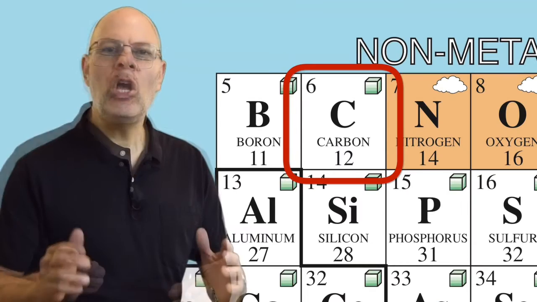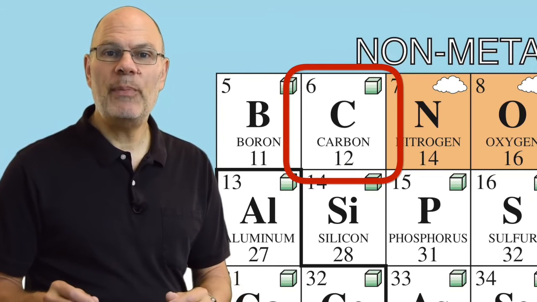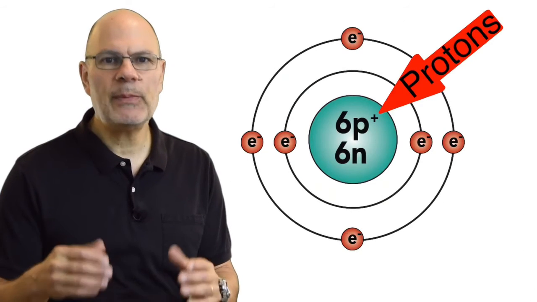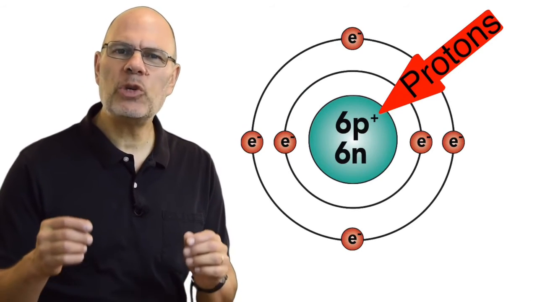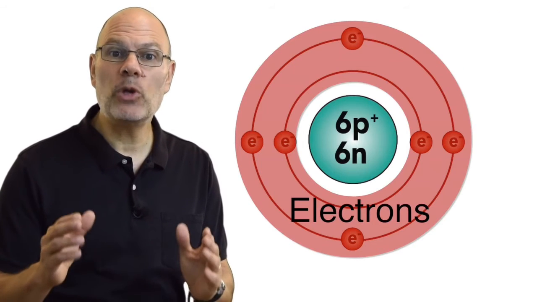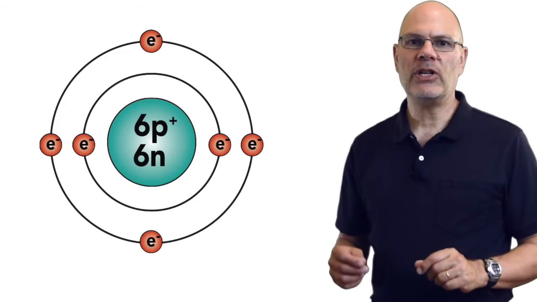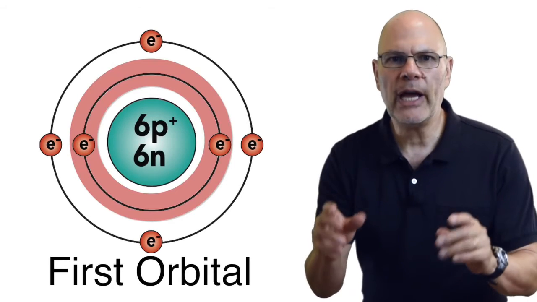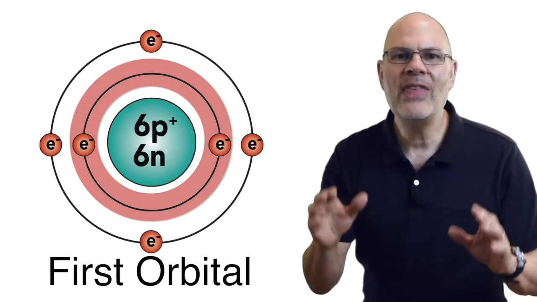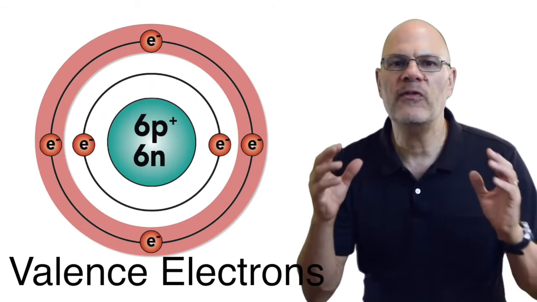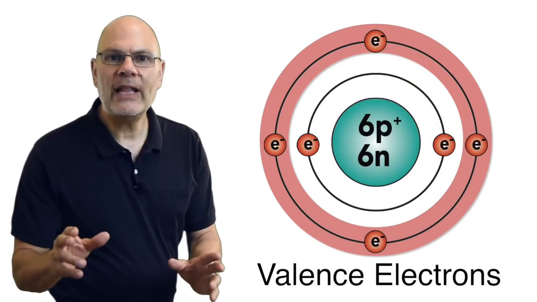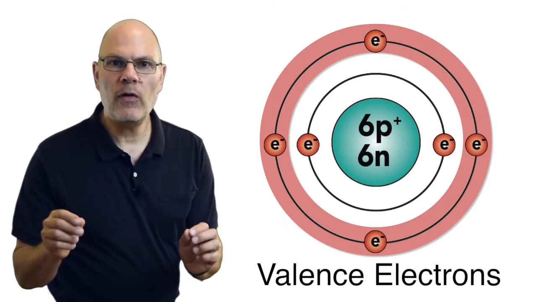Here's why. Carbon is element number 6 in the periodic table. It's number 6 because it has 6 protons. It also has 6 electrons, and in the most common isotope of carbon, 6 neutrons. Think back to the octet rule. The first 2 electrons go into the first orbital. That leaves 4 outer or valence electrons. Those valence electrons readily form covalent bonds.